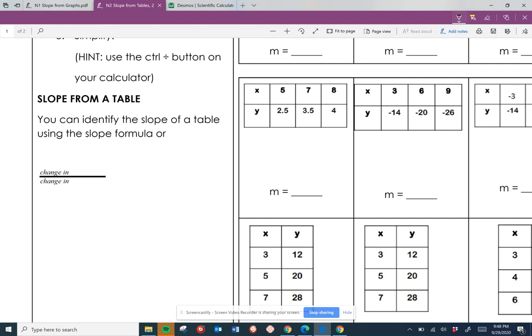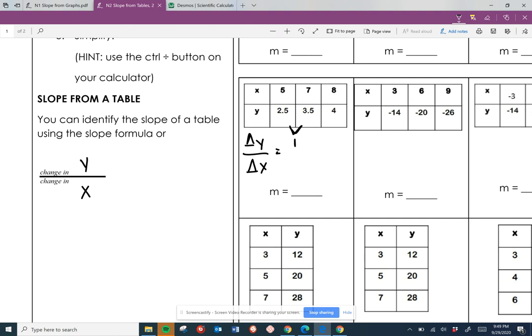Naturally, if you're thinking about change, you're going to use subtraction. If somebody asked you how much did something change, it's going to be a subtraction operation. So we say change in y over change in x. Remember, y is always going to be on the top of our slope fraction. So the change in y, if I look from 2.5 to 3.5, how much did that change? It changed 1. It went up 1. From 5 to 7, that changed 2.